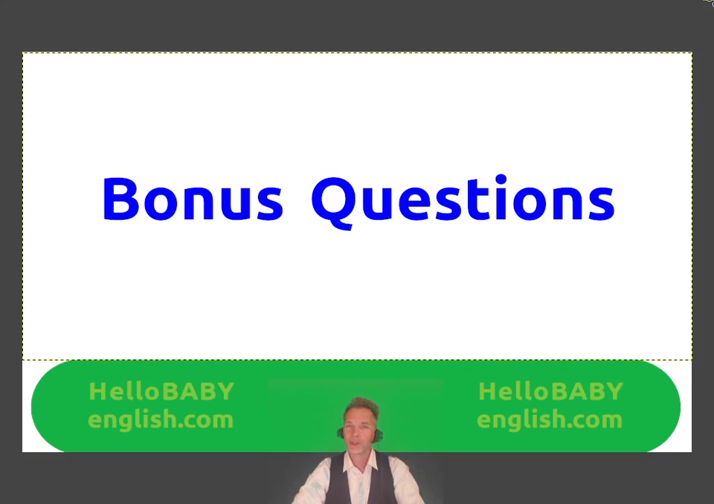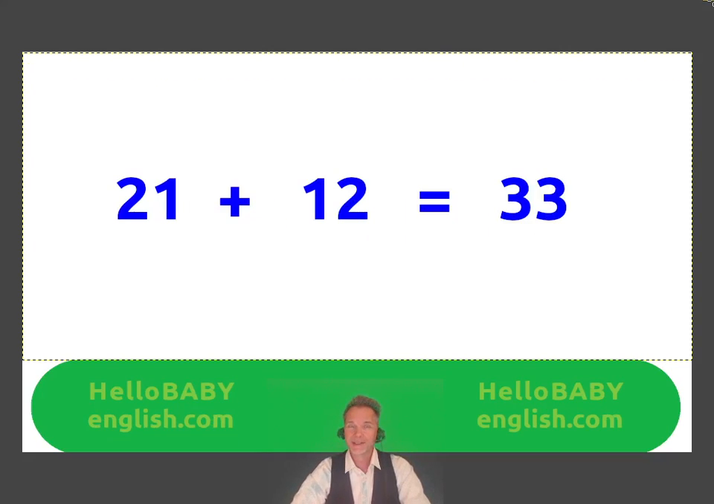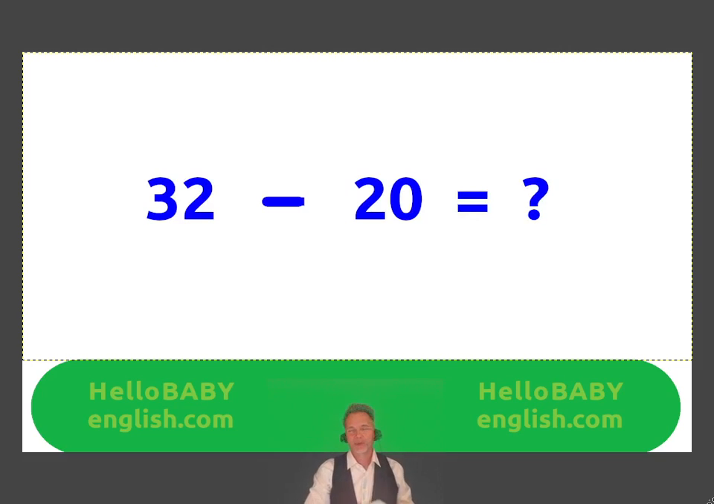And we have 2 bonus questions to help your score. Bonus question number 1. 21 plus 12 equals 33. And the last question for today. 32 minus 20 equals 12.